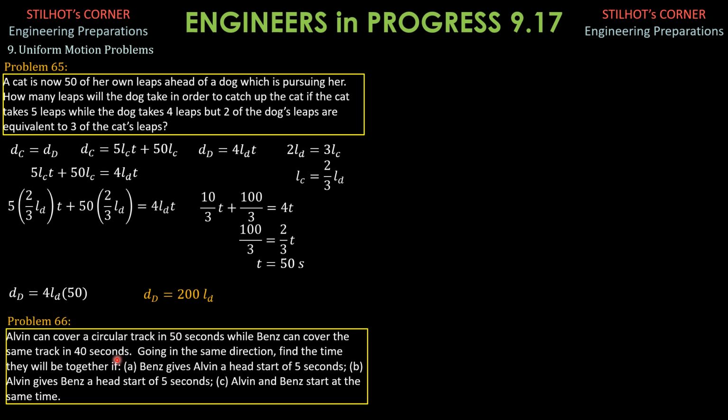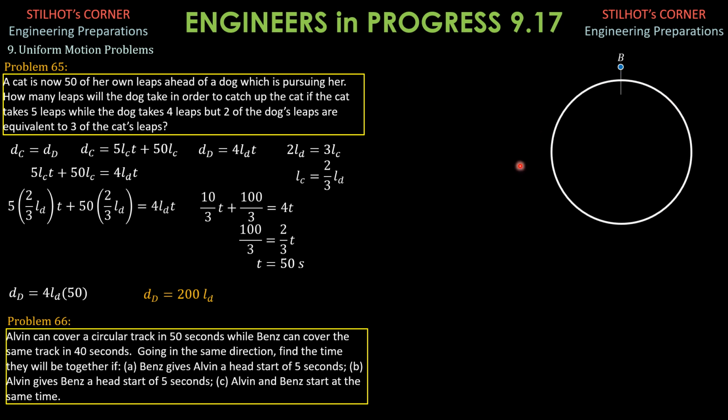So for the first part, we should be able to determine which of the two is moving or running faster, and it is Benz, because Benz can cover one circular track in 40 seconds while Alvin takes 50 seconds. So that means Benz is faster than Alvin. So the speed of Benz is equal to the length of the circumference of the circular track, which we will call C, divided by time. So the speed of Benz is C over 40.